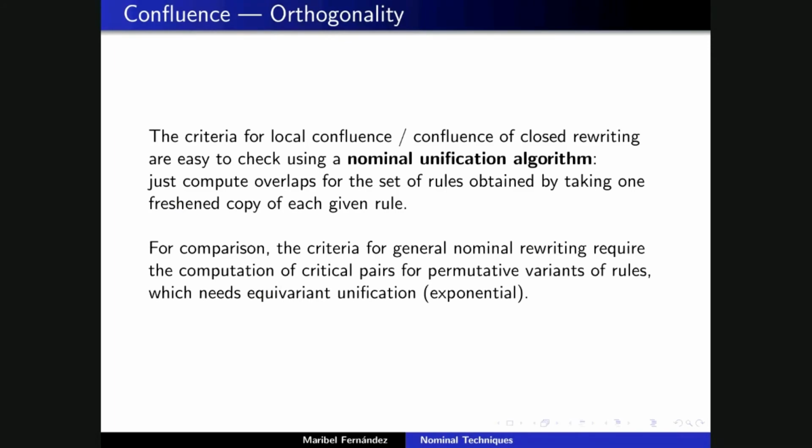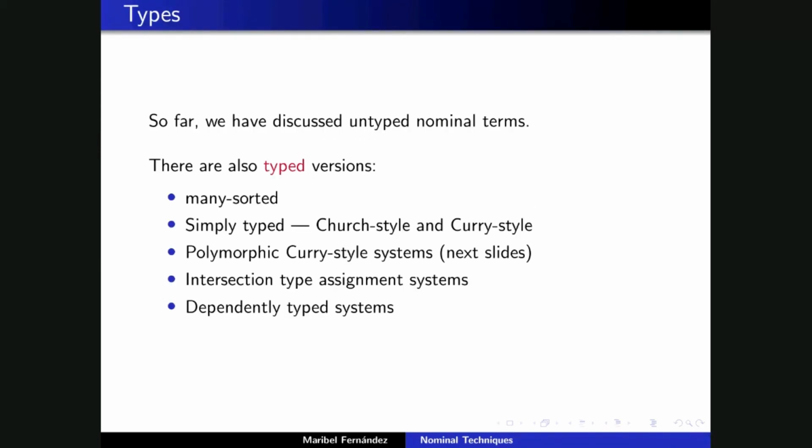And the other thing, yes, I mentioned already that the nominal unification algorithm plays a big role in these techniques, because finding superpositions means using unification to check if two left-hand sides of rules unify. So if you're working with closed rules, there's also an advantage there in having an efficient nominal unification algorithm. Okay, so the next topic is types, looking at typed nominal languages.